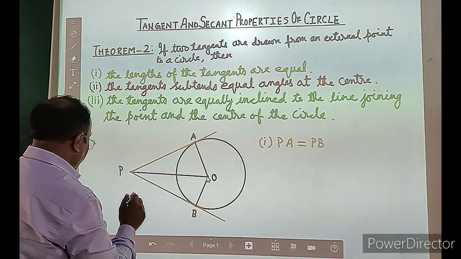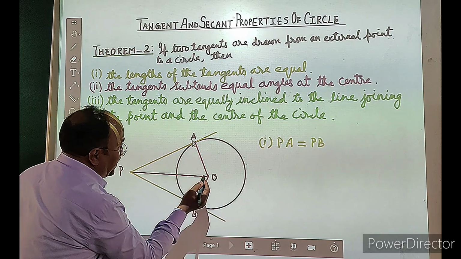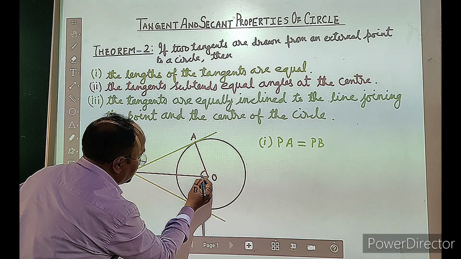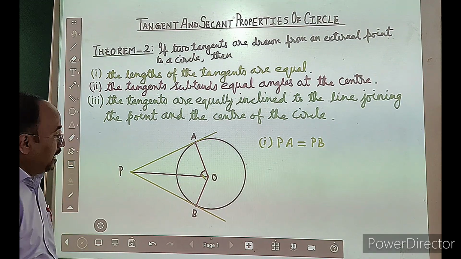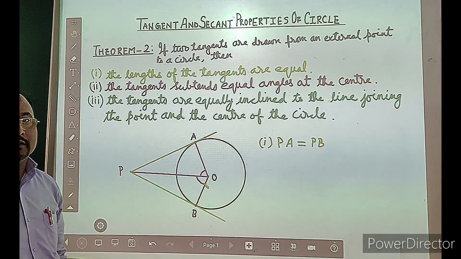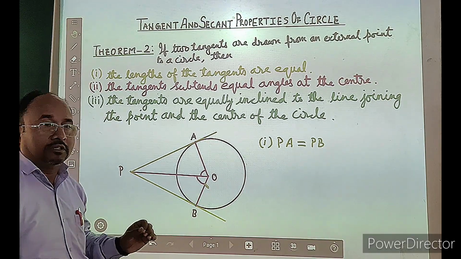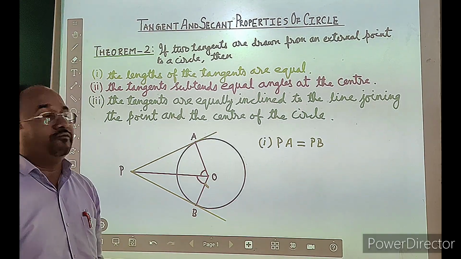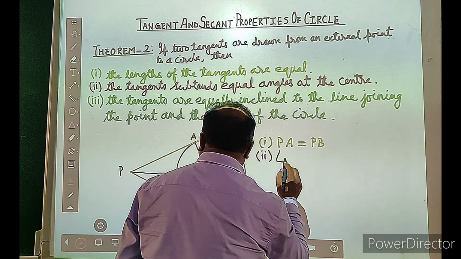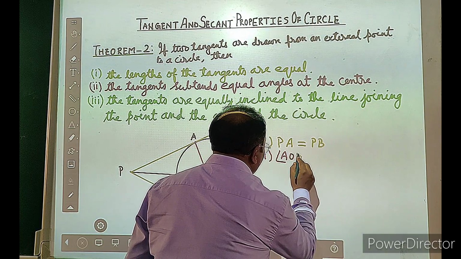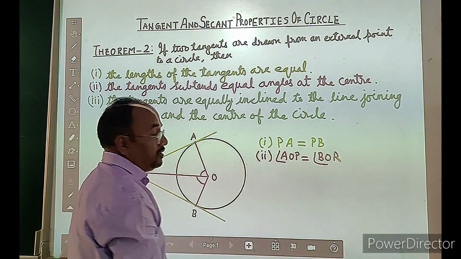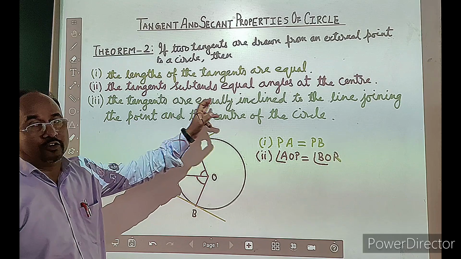So now you can see that the tangent PA is subtending angle POA at the center, and tangent PB is subtending angle POB at the center. And according to the theorem, the angle measure of both of them will be equal. So we will get here in the second part, angle AOP is equal to angle BOP. That's the second part of the theorem.